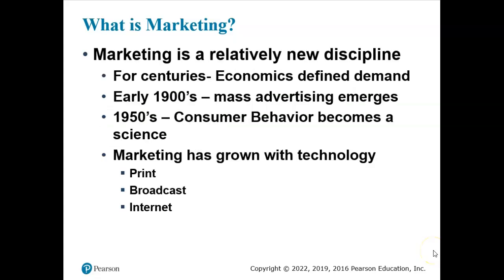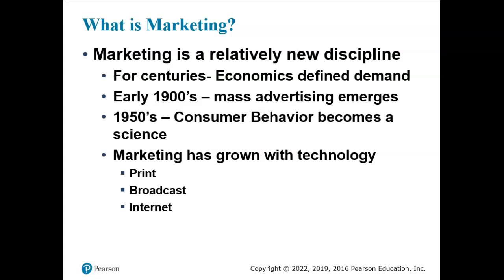Marketing is a relatively new discipline. Basically, before that we talked about demand from the economics view of it, the supply and demand, which we covered in chapter 1, giving you a rough idea how price relates to supply. Back in the early 1900s, mass advertising started to emerge, primarily in print media like newspapers, and it evolved over time. As radio came along, radio became an important part of it.